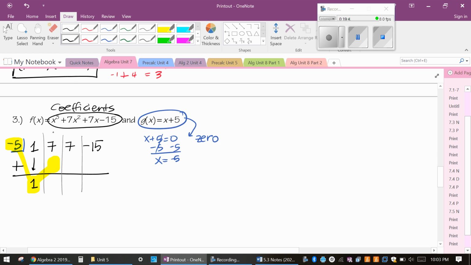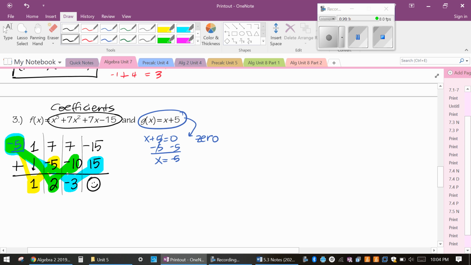Okay, so my first step was to bring down the first coefficient. Then I was supposed to multiply, then add. Multiply, then add. 7 plus negative 10 is negative 3. Then multiply and add. Your last sum, negative 15 plus 15, should be 0.